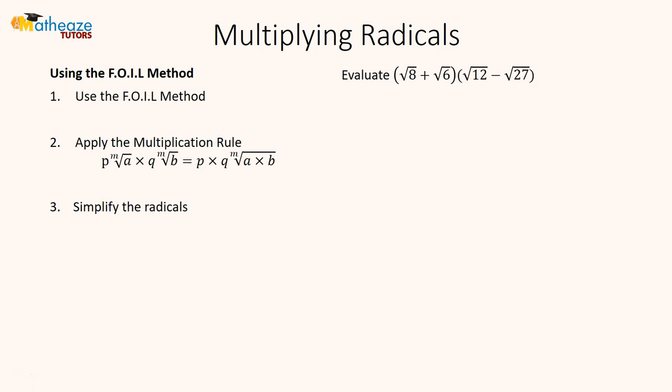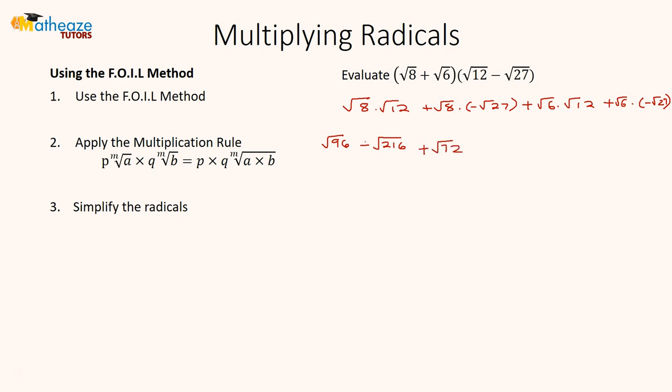Now let's take a stab at this one. So we have square root of 8 multiplied by square root of 12. The outer terms are square root of 8 multiplied by negative square root of 27. The inner terms are square root of 6 multiplied by square root of 12. And the last terms are square root of 6 multiplied by negative square root of 27. So this is going to give us the square root of 96 plus minus square root of 216 plus the square root of 72 minus the square root of 162.